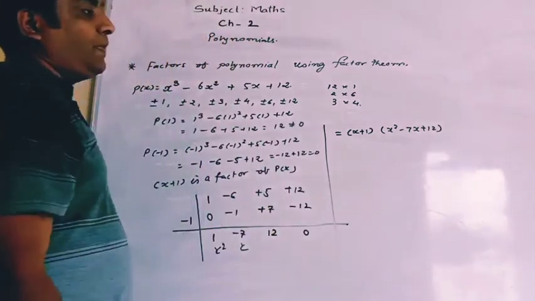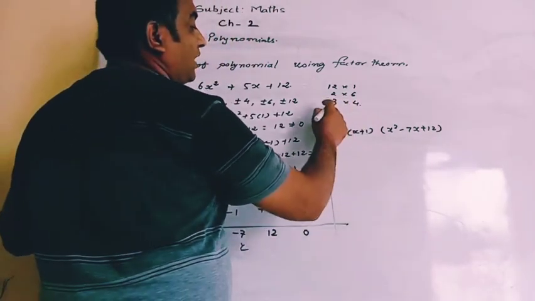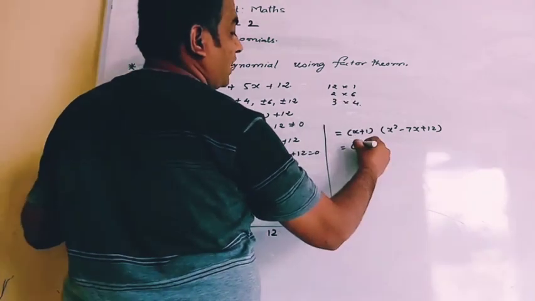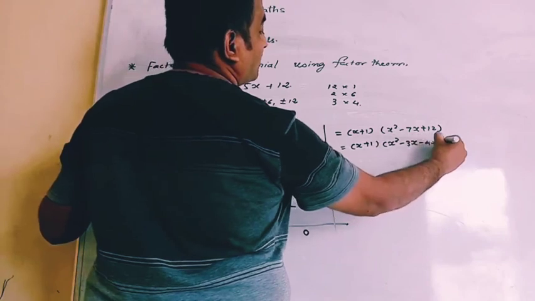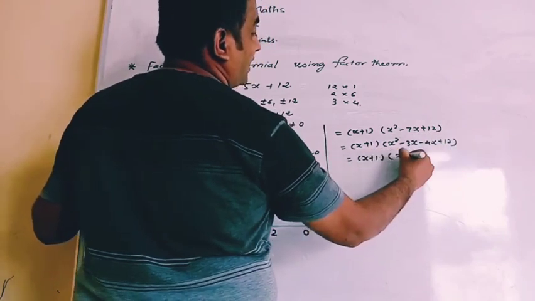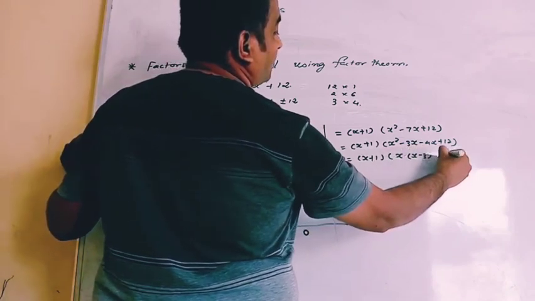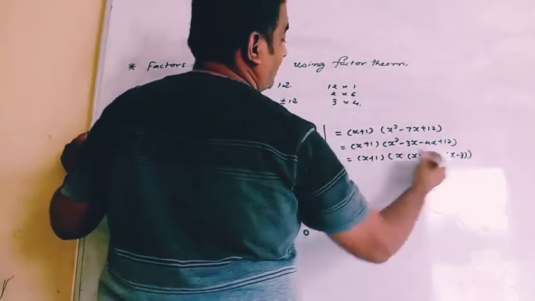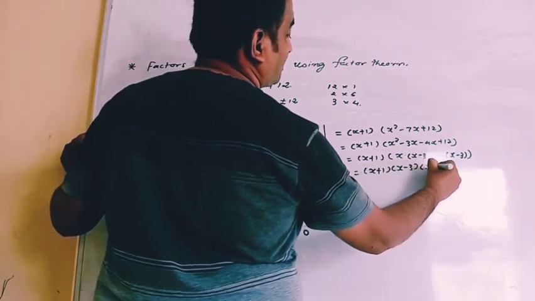So again we apply the splitting method. Then the factors of 12: 3, 4 and minus 3, minus 4. So x plus 1, x square minus 3x minus 4x plus 12, and so x plus 1, x common, and x minus 3, minus 4 common, x minus 3. So x plus 1, x minus 3, x minus 4.